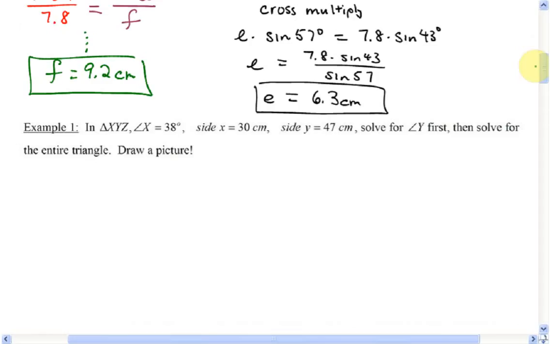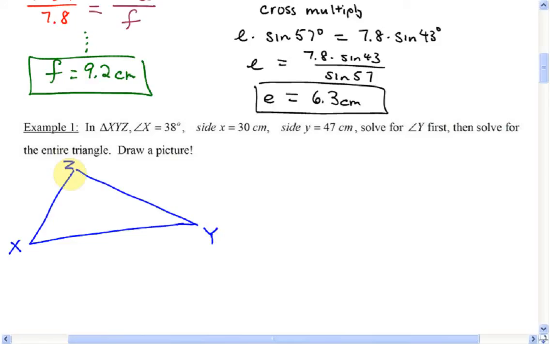I want you to take a look at example number 1 now. I didn't actually give you a picture. I just gave you words. You have to draw the picture first, and then try to find out the answer. So in triangle XYZ, draw some random triangle. Don't draw a right triangle though. It's XYZ, so I'm going to label it as X, Y, and Z, like this. Doesn't really matter how you label it, but I'm just doing it this way.